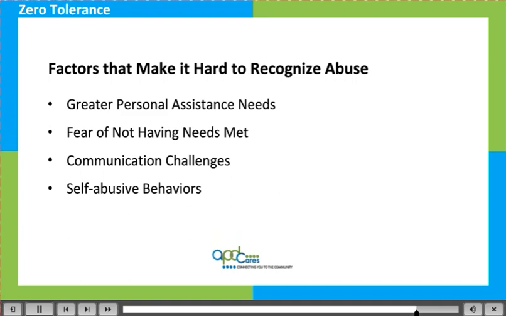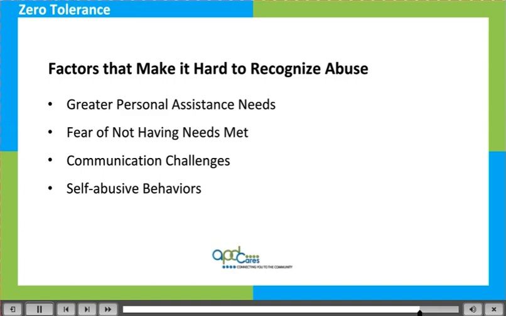Communication challenges. Some individuals with developmental disabilities are limited in their ability to communicate verbally about an abusive incident. Adaptations may be required to ensure adequate communications. Behavioral and circumstantial indicators become more important in identifying abuse, neglect, and exploitation in these cases.